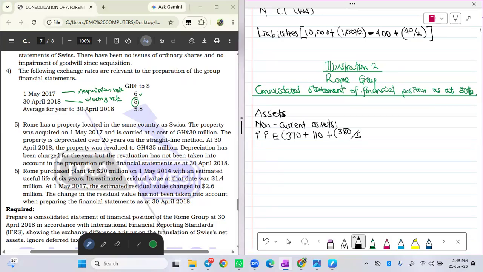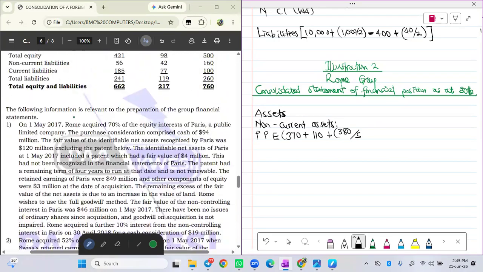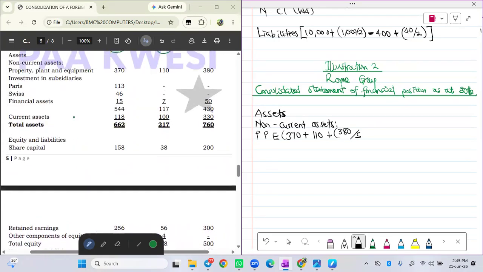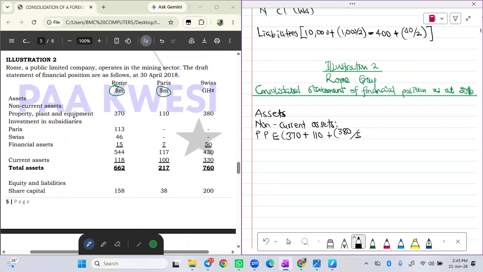So we do this. Don't close it, because you have some fair value gains and other adjustments to make to PPE. Investment in subsidiaries: by the time you finish, you know that this 113 is the total amount incurred in Paris, and 46 is the total amount incurred in Swiss. So these two will be out. So we move on to financial assets.